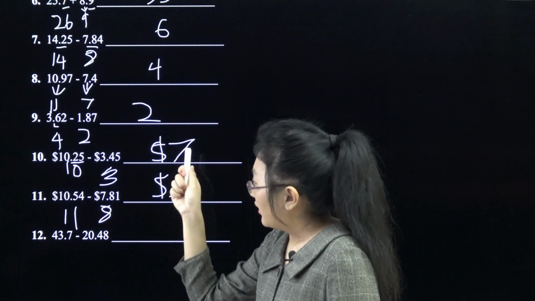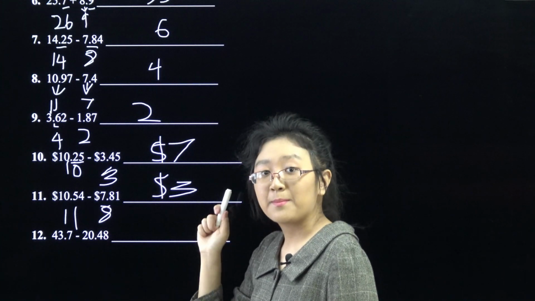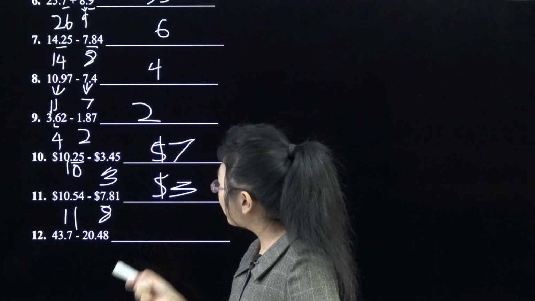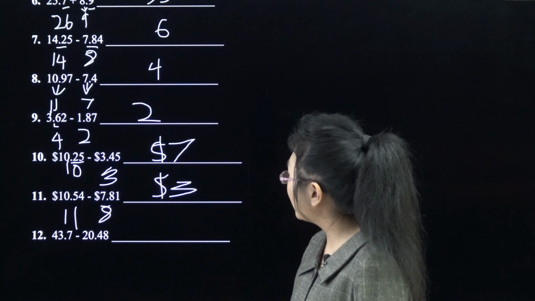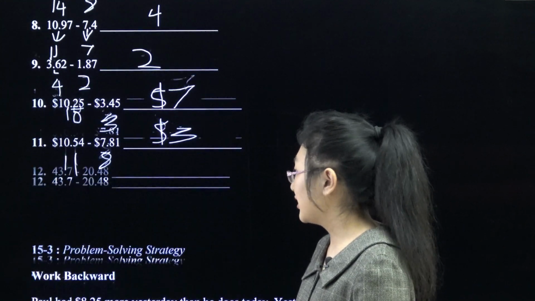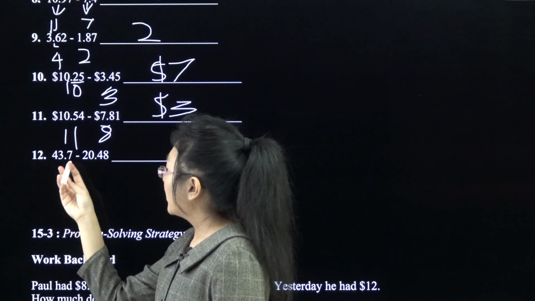Okay then. The conclusion statement for this would be, what do you think it would be? Well, it's $10.54 minus $7.81 is around $3. That's long-winded. But now we're going to move on.